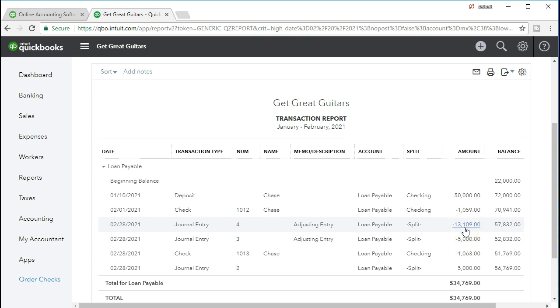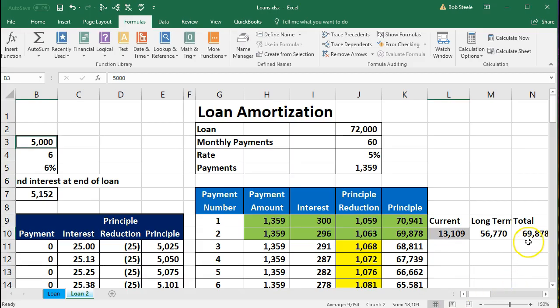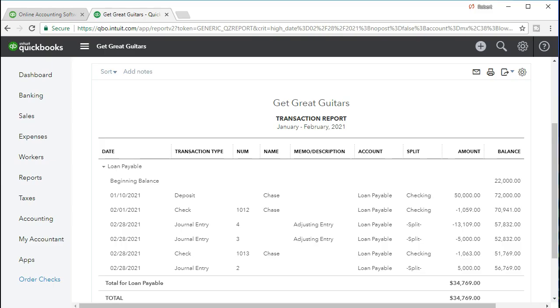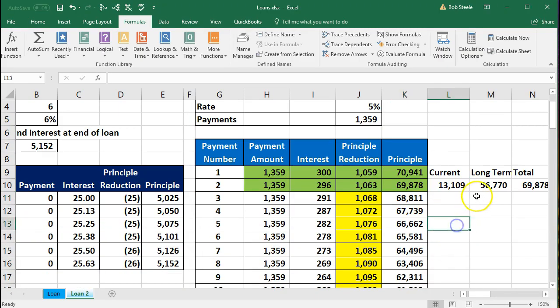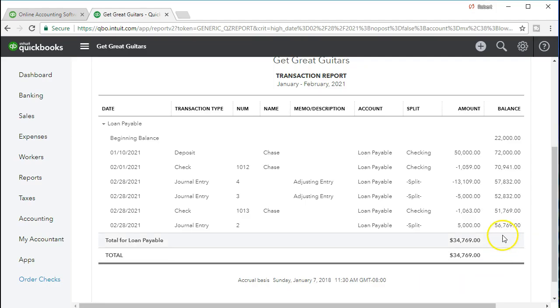All of that, at the end of the day, if we check off all of that and try to figure it all out, we're going to say, well, what should be in there? It's only the long-term portion. That's 69,878. So if we go in here, it should be left with, let me check that. I was wrong on that, sorry. It should be left with 56,770. So if we go back here, 56,769, it's $1 different. That's rounding. So that's going to be this balance.